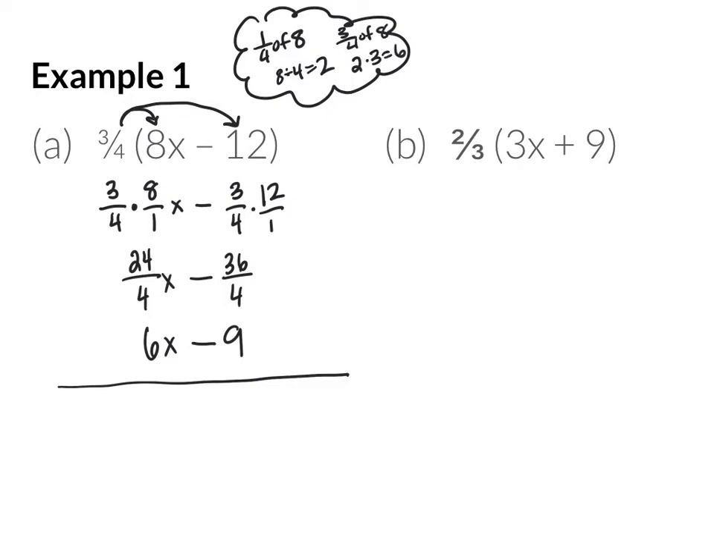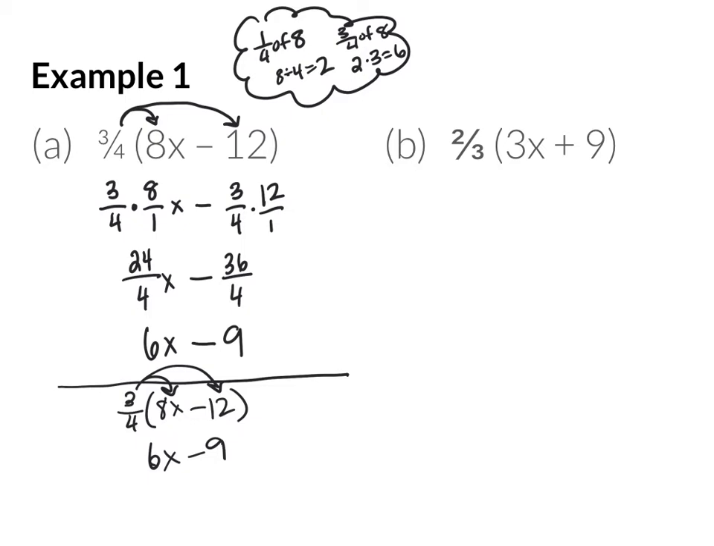So if I treat that the same way with my distributing, I have 3/4 of 8x minus 12. So 1/4 of 8 is 2, times 3 is 6x. And 1/4 of 12 is 3, times 3 is 9. It makes it a little bit simpler. We're going to do the same thing for part B.